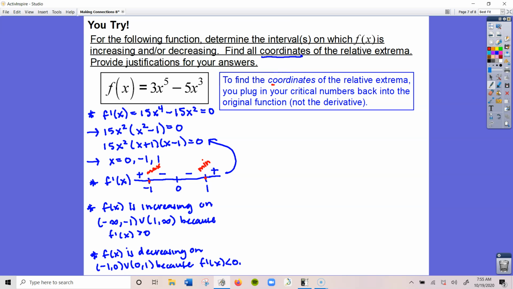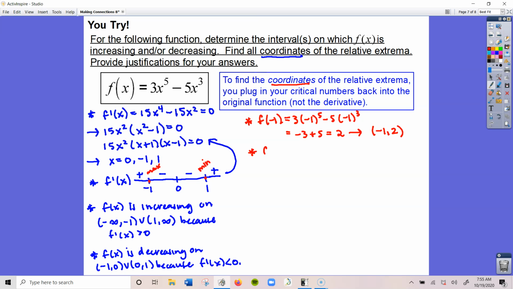So now because I want the coordinates, we're going to take those x values and plug them into the function. So first, for f of negative 1, when I plug in negative 1, I get 3 times negative 1 to the 5th minus 5 times negative 1 to the 3rd. This will give me negative 3 plus 5, which is equal to 2. So my maximum is at negative 1, 2.